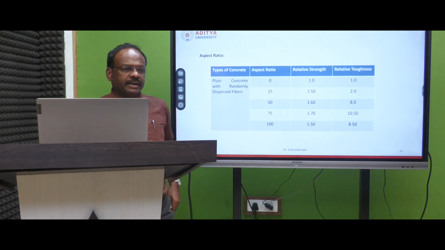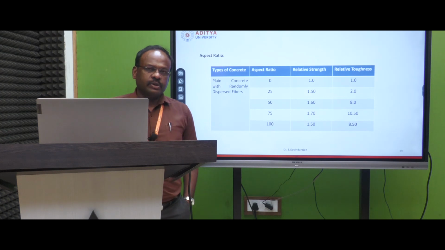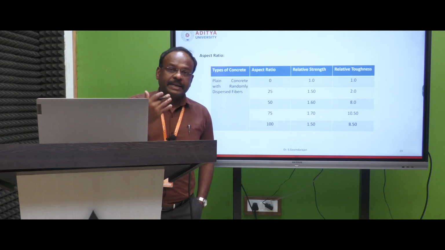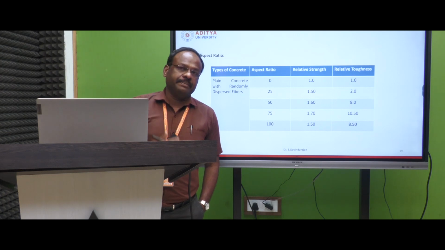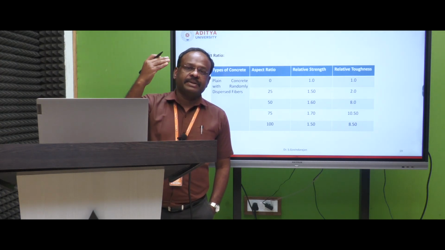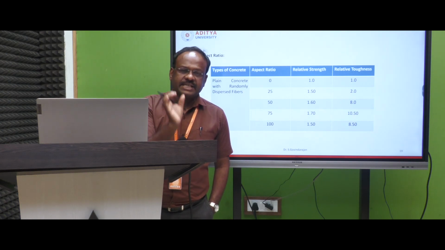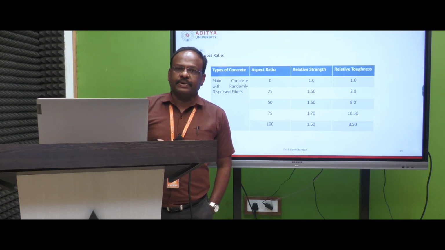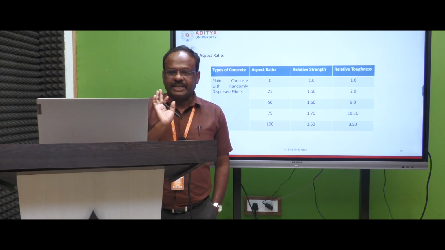So here, as per the research, the aspect ratio value will start from 30 and the maximum value will be taken as 150, right? The minimum value will be taken as 30 and the maximum will go up to 150. This is the range you select for the aspect ratio. Whatever fibers you are using, you select 30 to 150 only for aspect ratio.